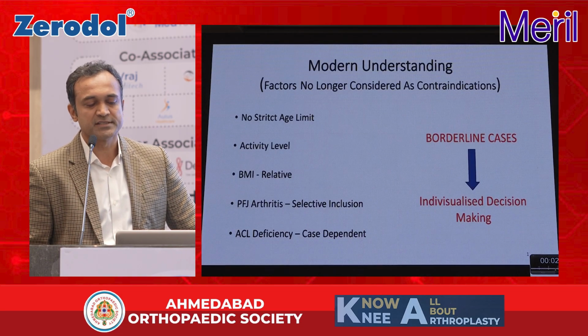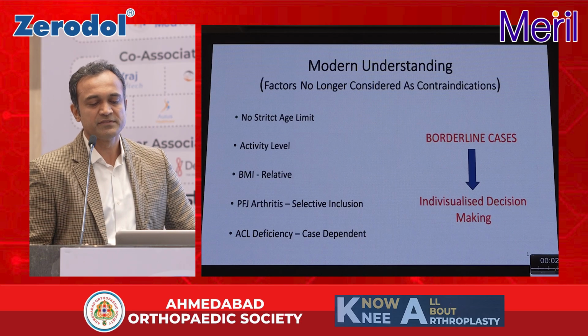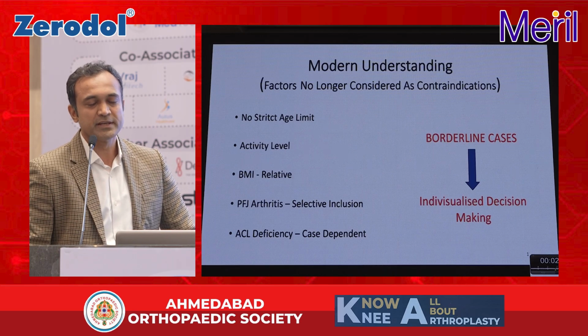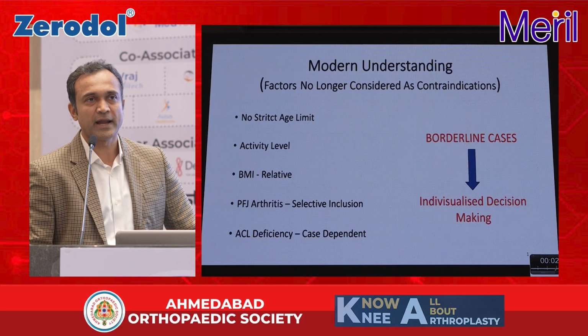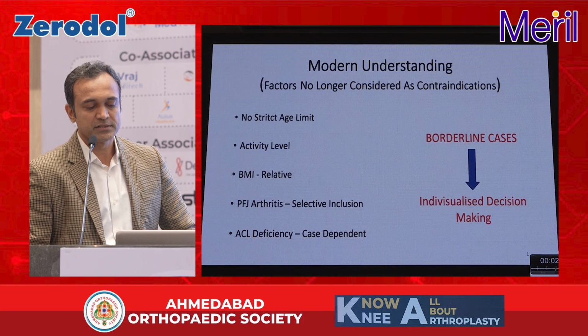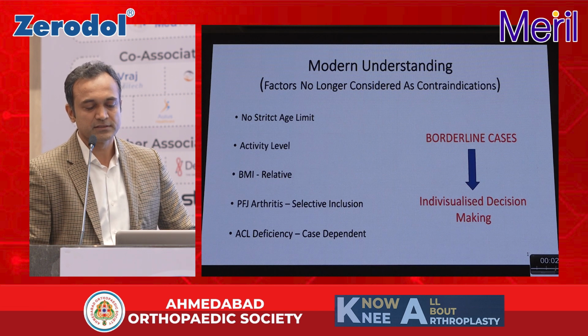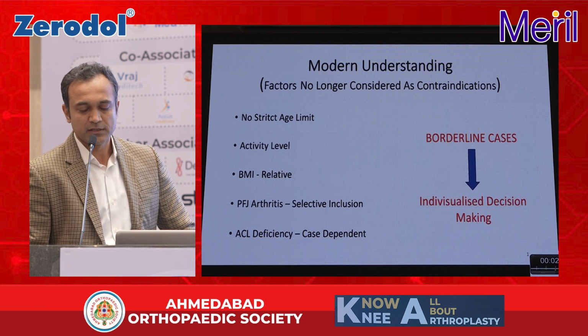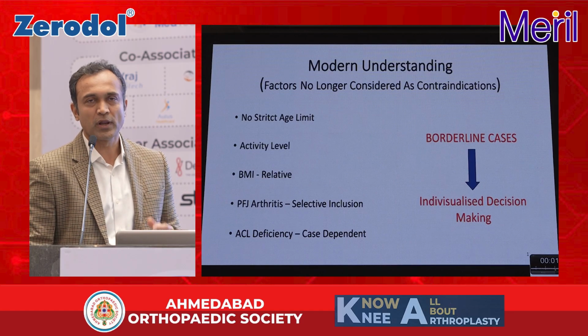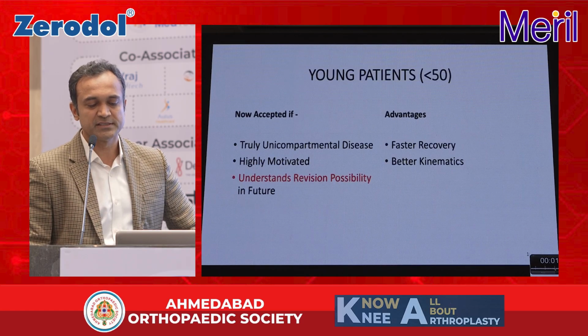What is the modern understanding? These are the factors which are no longer considered contraindications, which were previously considered. There is no strict age limit as such. Activity level can also be monitored. BMI is a relative contraindication. For patellofemoral joint arthritis, you can select the patient based on the clinical symptoms. And ACL deficiency, again, is case dependent. So for borderline cases, you need to do individualized decision making.